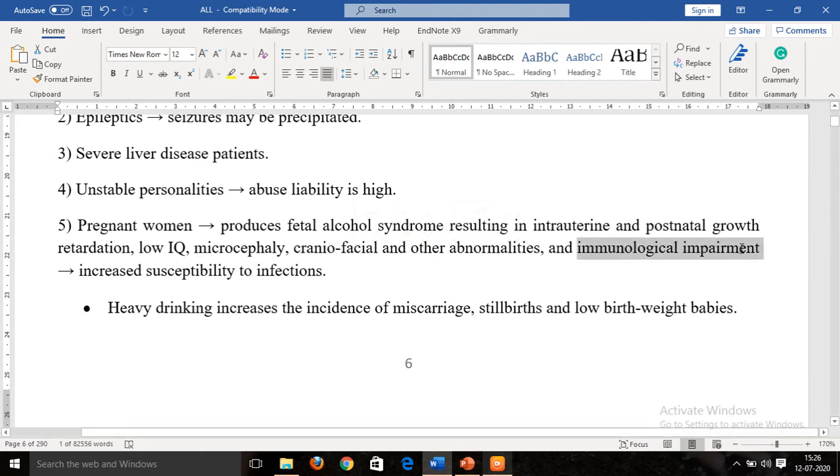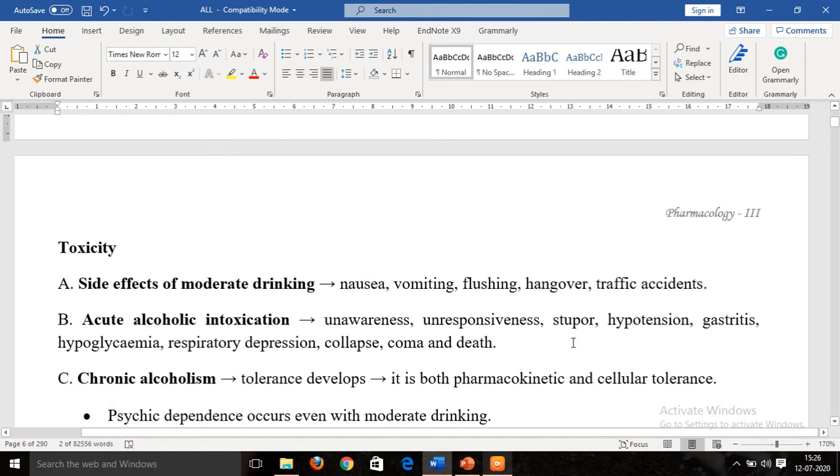Apart from that, one more important deleterious effect is on the immunity of the baby. Immunity is also impaired or reduced. So because of this, there are more chances of other infections. The child is more prone to development of other infections because the inherent immunity of the baby is low. Apart from this, heavy drinking has also increased the chances of miscarriages, stillbirths, where the baby's body may not be developed appropriately, or low birth weight babies may be born. So this is to do with the contraindications.